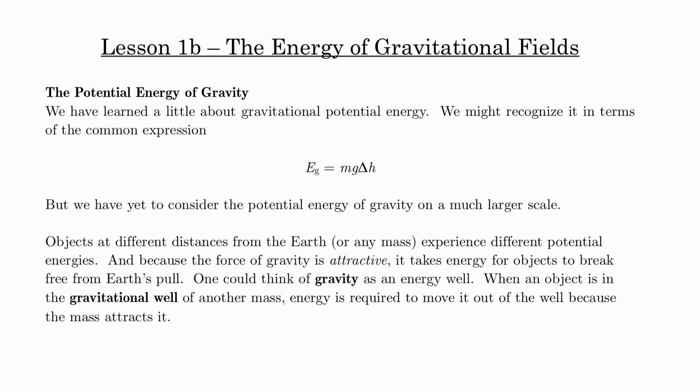So objects at different distances from the Earth, or really from any mass at all, experience different potential energies. And because the force of gravity is always attractive, it means that if I want to break free from Earth's pull, I need to add energy to myself to get away from Earth's pull. So in this regard, you can think of gravity as kind of an energy well, which means that if you want to get out of this well, you need to add energy to your system. So when an object is in a gravitational well of another mass, you have to add energy into it.